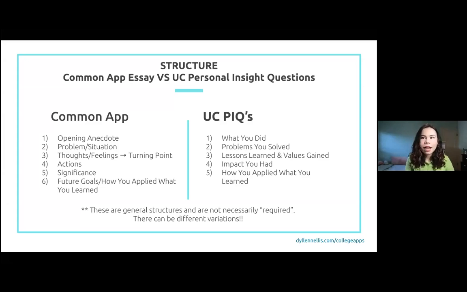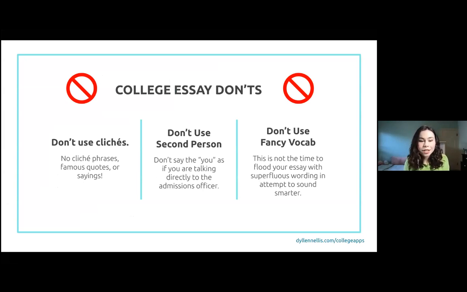And then at the very end, this is kind of optional, but it helps if you are able to then tie it into either your future goals and aspirations, maybe the area of study you want to go with, or how you applied what you learned into other areas of your life. For the UC PIQs, a lot more straightforward. It's what you did, problems you solved, lessons learned, values gained, the impact you had, and then how you applied what you learned.